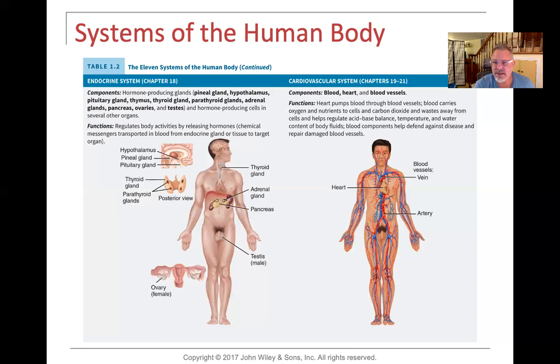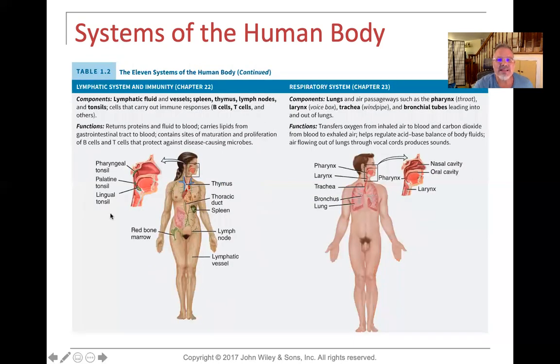It's involved in regulating the acid-base balance of the body, the temperature of the human body, and water content and fluids within the human body. Okay. And the blood vessels are involved with helping to transport different components in the blood that help us defend against disease, like antibodies, right? So now we're talking about white blood cells.